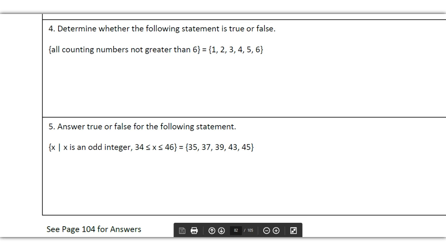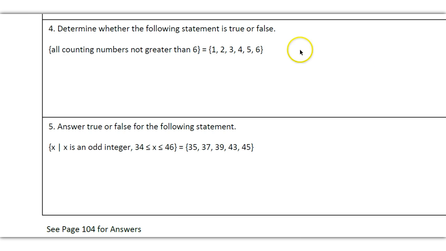Now in number 4, we're asked to determine if this statement is true. All counting numbers not greater than 6. Well, the counting numbers start 1, 2, 3, 4, 5, 6. And is this true? Yes, this is true.